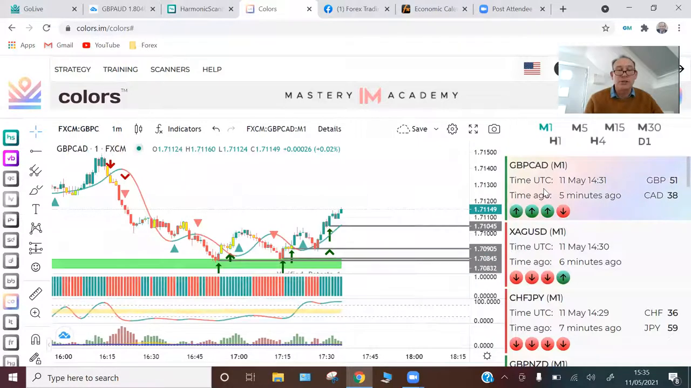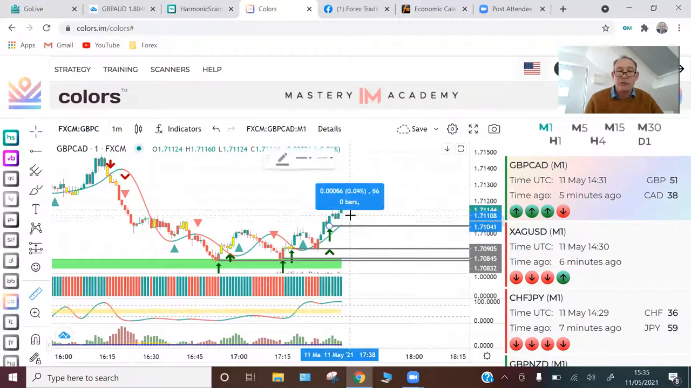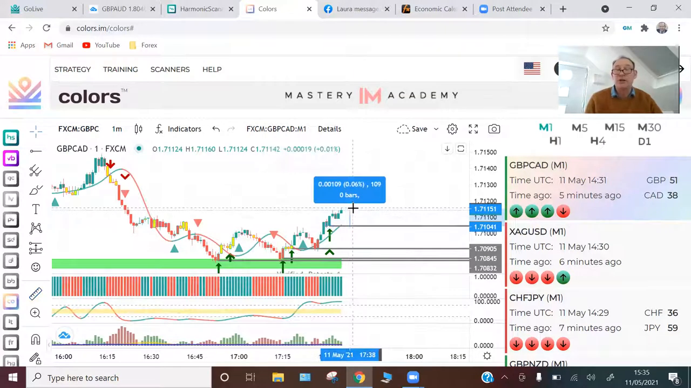So I'm going to check other ones again. Similar one to this. Let's see how this Great British Pound moved. 10 pips. Great British Pound AUD, 10 pips in 4 minutes. So we made 20 pips. That's 2 days, and it took 3-4 minutes.